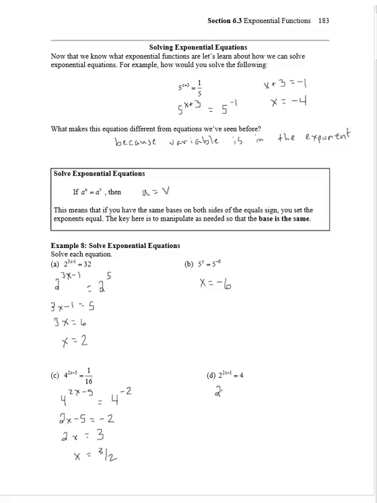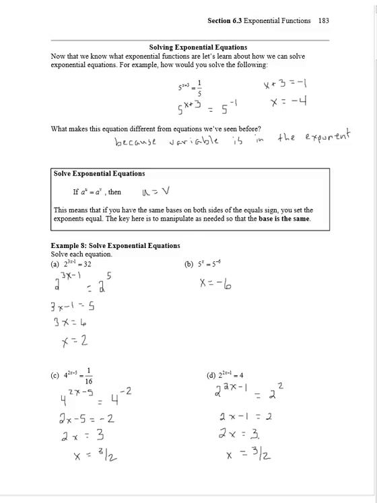And on part D, we have 2^(2x-1). 4 is 2 squared. So 2x - 1 = 2, 2x = 3, or x = 3/2 again.